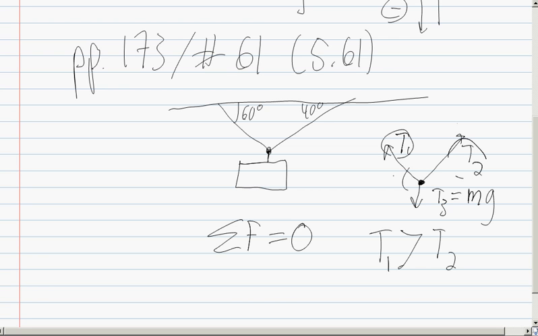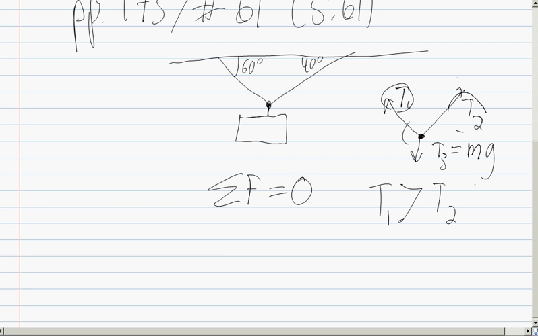And because this one is closer to straight up and down, it's going to actually hold it up with a greater amount. That's how, whenever they're unequal ropes, the one that's closer to vertical is going to give you a greater tension.